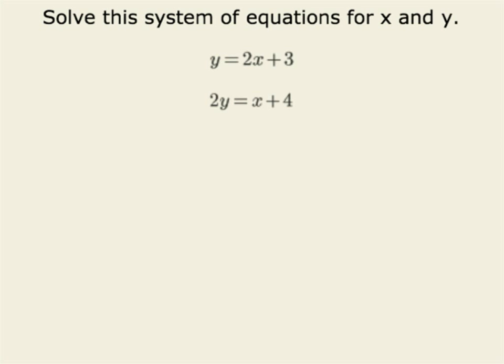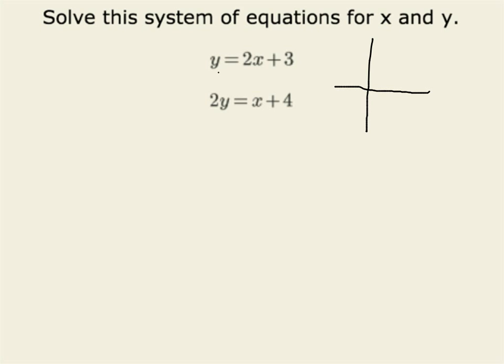In this problem, we're asked to solve this system of equations for x and y. We've got two equations and two unknowns, and from the structure here I can see that they're both linear equations. Let's draw a picture here just so that we can see what we're looking for.